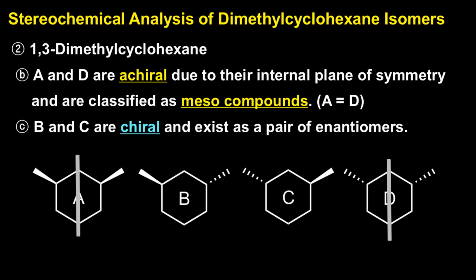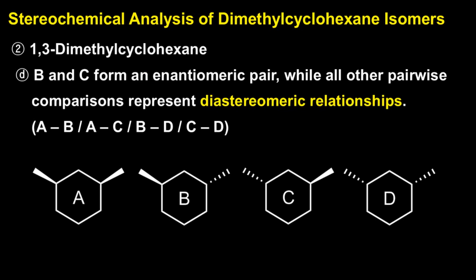Now let's look at structures B and C. These don't have any internal symmetry, so they're truly chiral. They're a pair of enantiomers, non-superimposable mirror images of each other. As for the other relationships, when you compare A to B, A to C, B to D, or C to D, those are all diastereomers, since they're stereoisomers that are not mirror images.